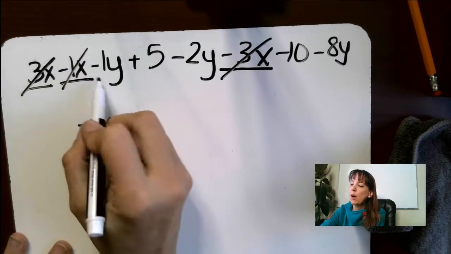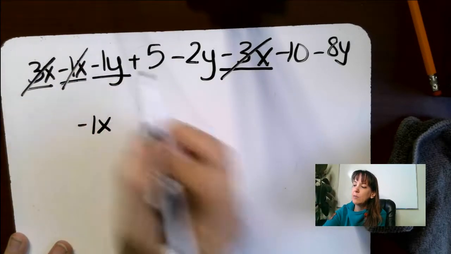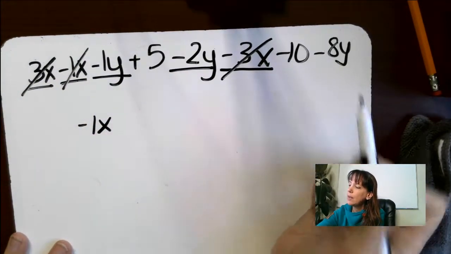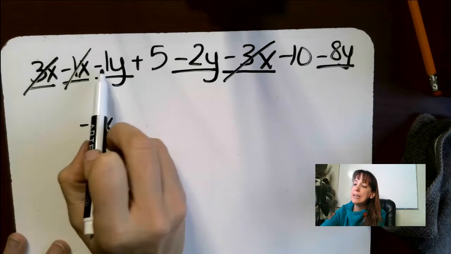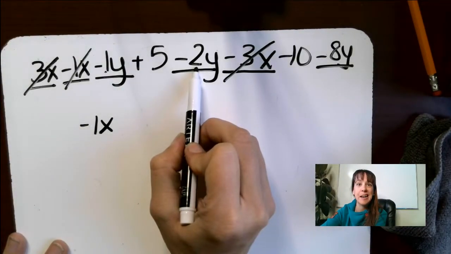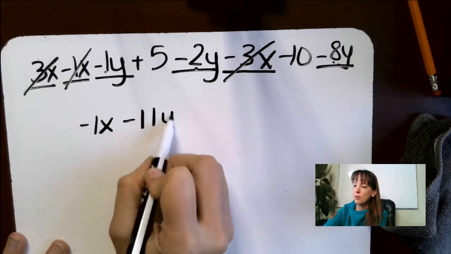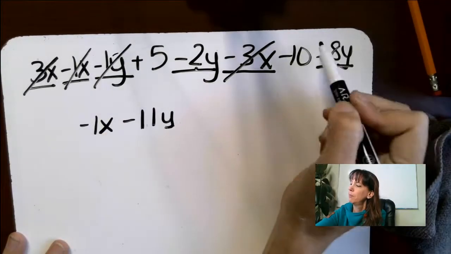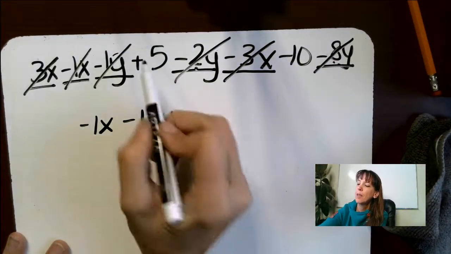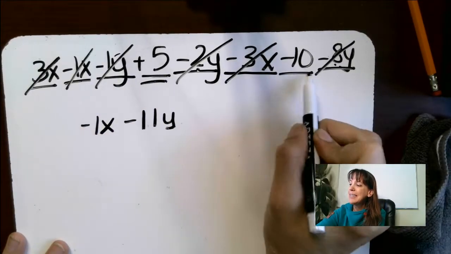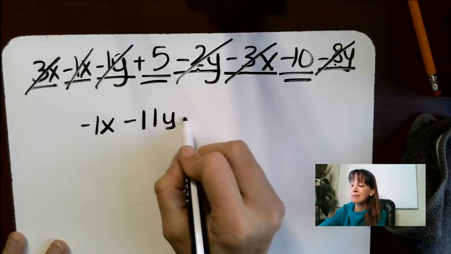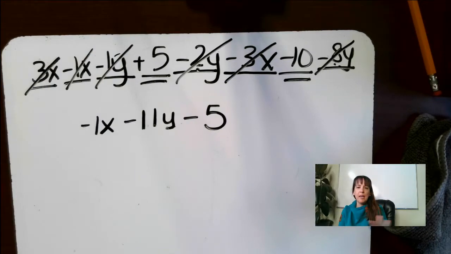Now let's deal with our y's. We have negative 1y, negative 2y, negative 8y. Negative 1 and negative 2 is negative 3, and negative 8 is negative 11y. Bam, bam, bam, get those out of the way. 5, positive 5, negative 10. That is going to give us negative 5, and there we go. We have just simplified this guy. Perfect. Any questions? Let me know.